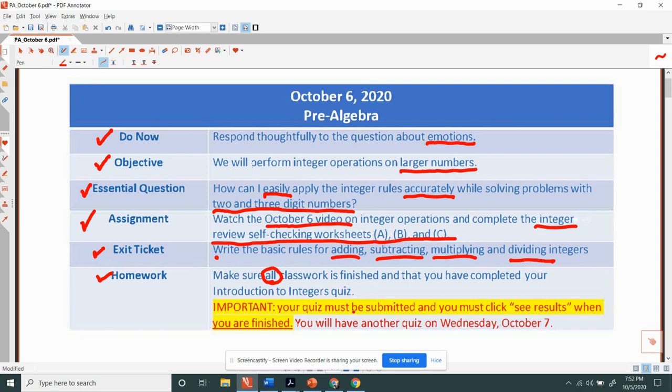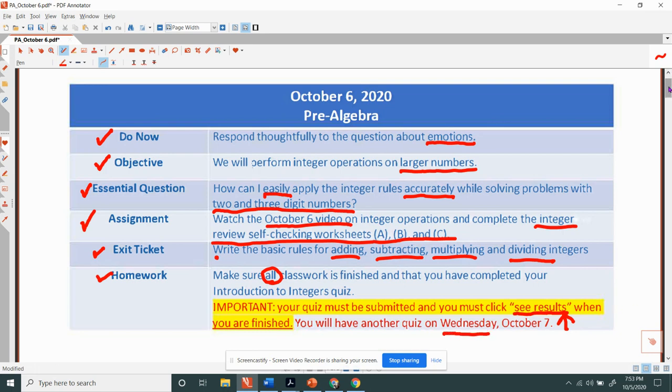There are still one or two people that didn't click see results to submit their quiz. So if that's you, a lot of you did the quiz, but I don't see it until you click that see results at the bottom of the page. So make sure you do that. So check and make sure you're all set with that. And we'll have another short quiz on Wednesday.